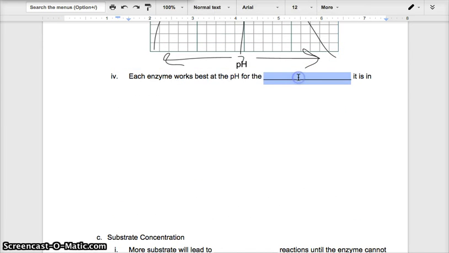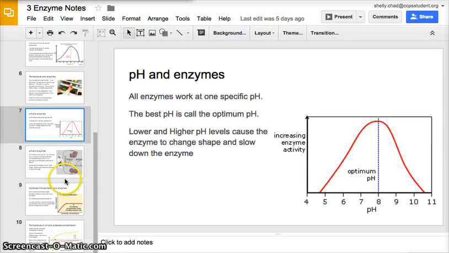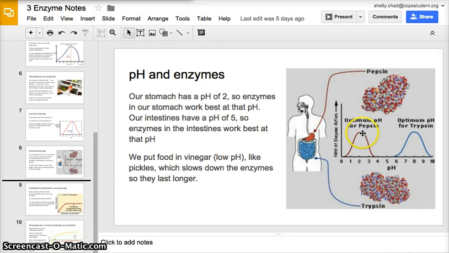And each enzyme works best at the pH for the environment it is in. So the enzymes in our stomach work best at a low pH. Pepsin is in our stomach, and it works best at 2 because our stomach is very acidic. Whereas trypsin works best at a pH of 8 because it occurs in things like our intestines.